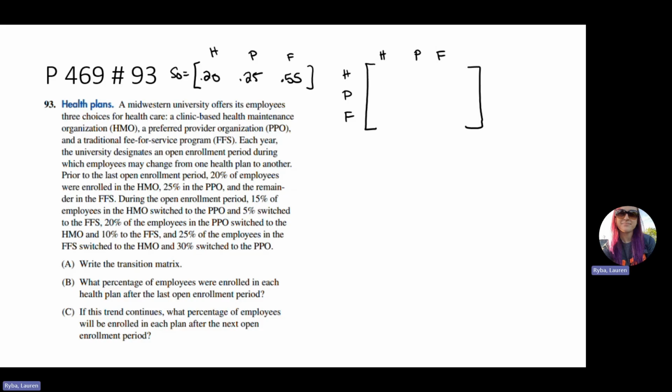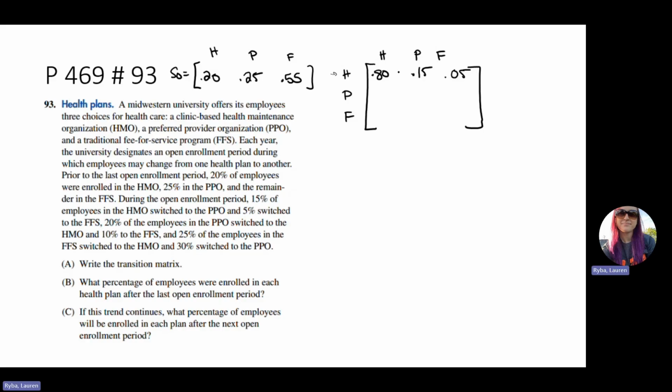During the open enrollment period, 15% of employees in HMO switched to PPO. So I'm working on this first row here. They're in H, they switched to PPO, 15%. 5% switched to the FFS. Okay, so 20% have moved out of the category. How many remained? 80.